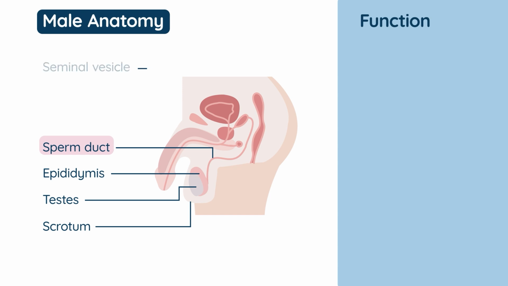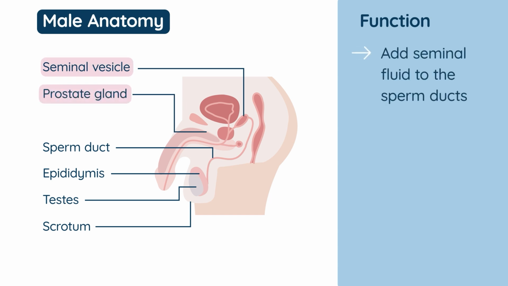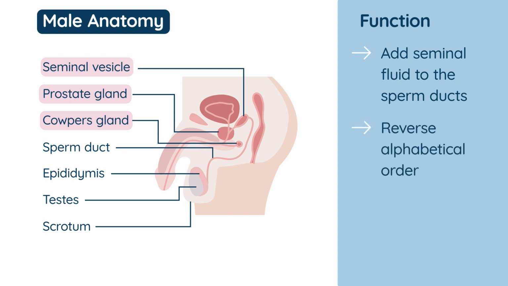There are three glands that add seminal fluid into the sperm duct. Those glands are called the seminal vesicles, the prostate gland, and the Cowper's gland. Now my students always mix up the order of these, and a little trick I give them is think of it's the reverse alphabetical order. So S for seminal vesicles, P for prostate gland, and C for Cowper's gland. That's the alphabetical order, but backwards. That's a way of remembering.